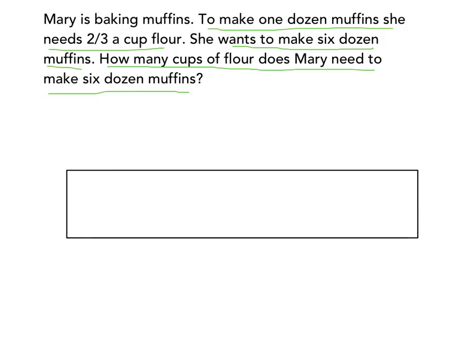So this problem then is saying I have 6 groups of 2/3. Because I need to make 6 dozen muffins, so therefore that's the 6. And the 2/3 is representing that in 1 dozen muffins, you only need 2/3 cup of flour. So she needs to make 6 groups of that to figure out how many cups of flour to make 6 dozen muffins. So again, I might think about using this fraction bar to help me.